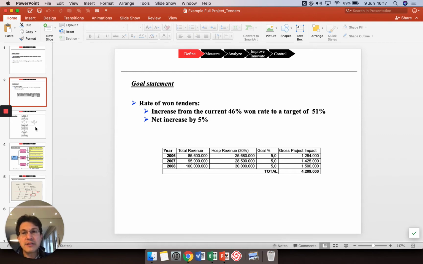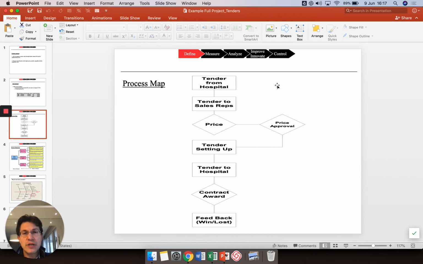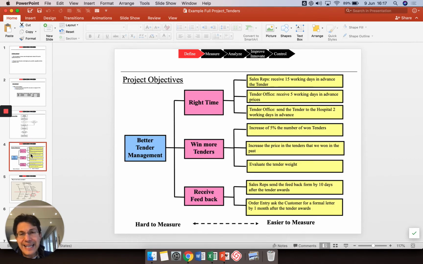Then the team started mapping the process. So here is a macro mapping, step by step, the price definition, and so on and so forth. Here, there was a breakdown of the voice of the customer. So what the company wanted from this project. They wanted to win more tenders. They wanted to arrive at the tender on time, and they wanted to receive feedback for those tenders that the company didn't win.